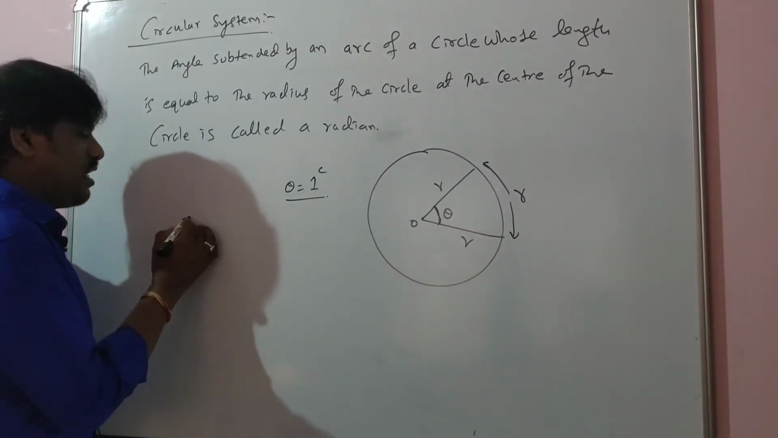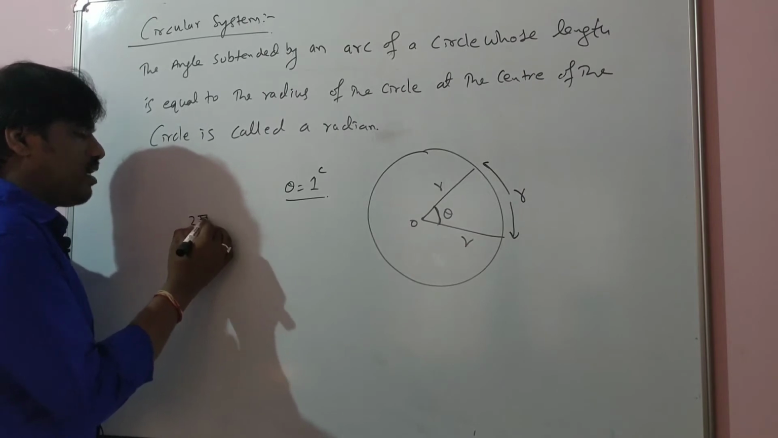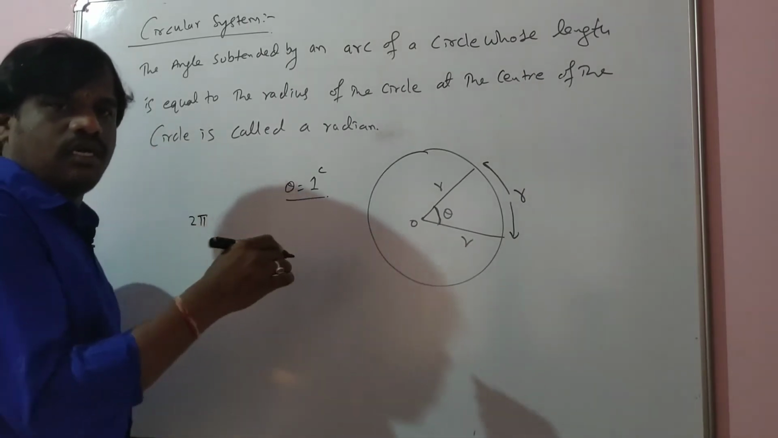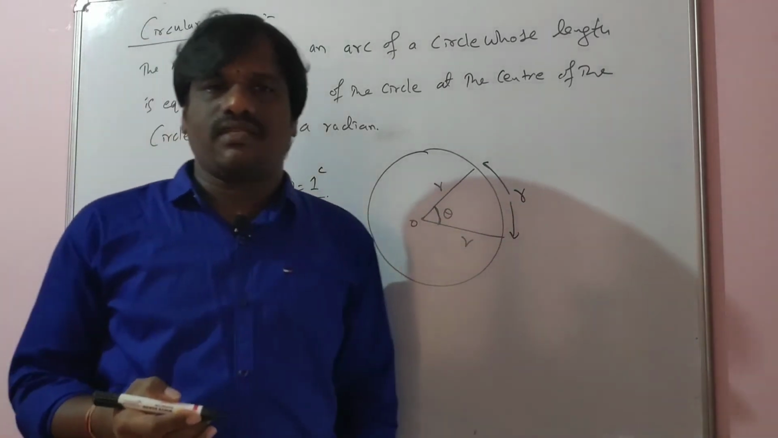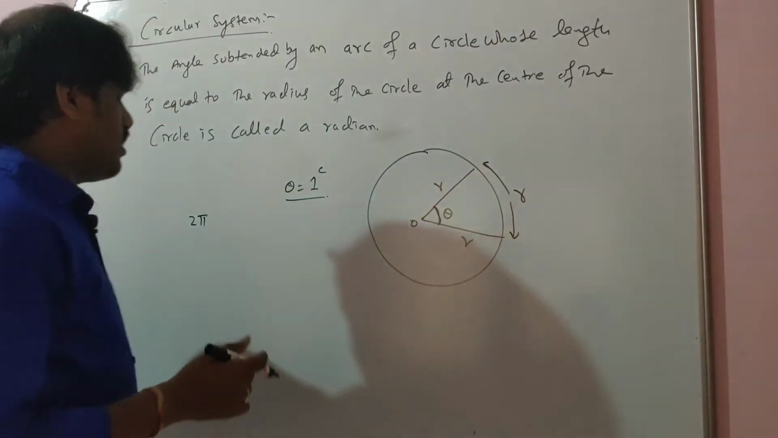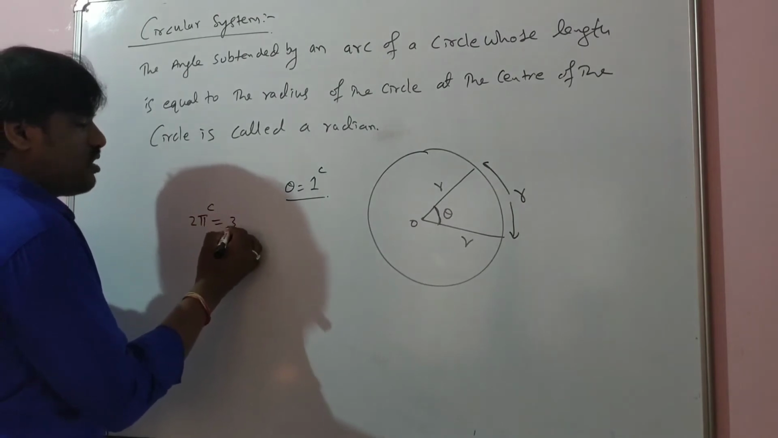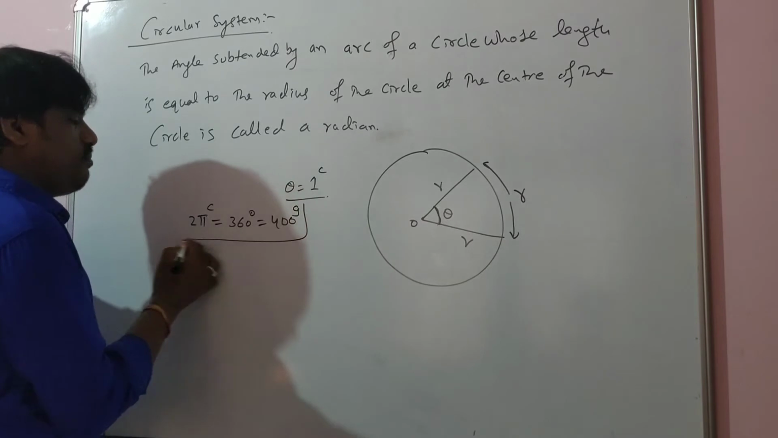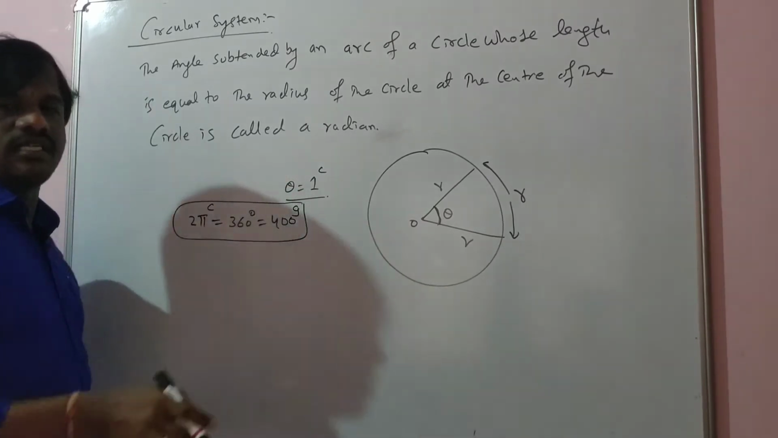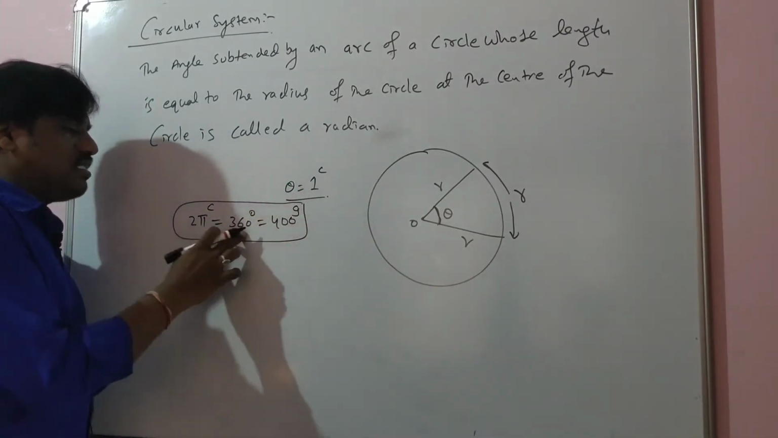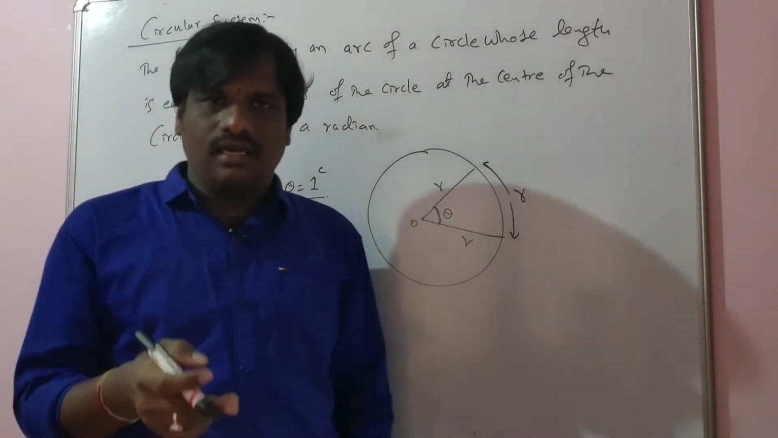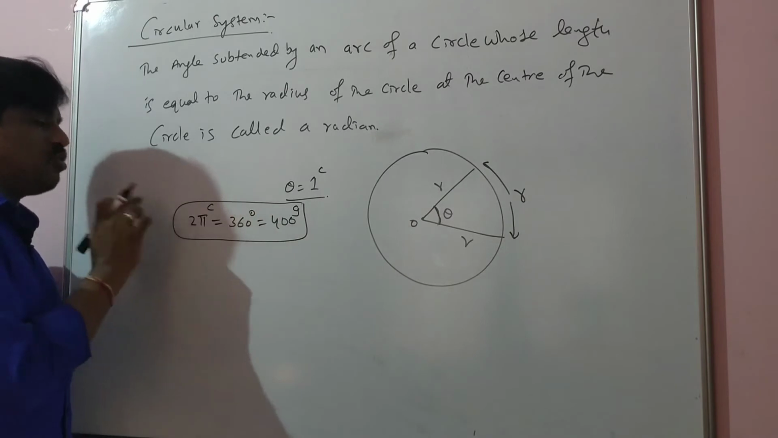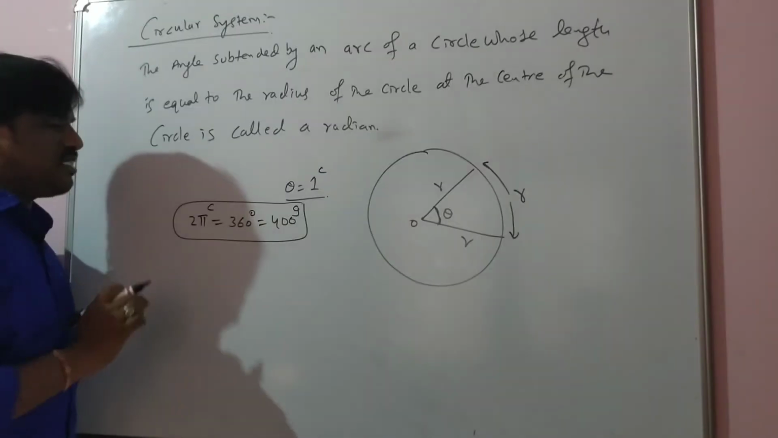So what you understand is that 2 pi r is the circumference of the circle, that is 1 revolution. That is, 2 pi radians is equal to 360 degrees is equal to 400 grades. This is the relationship between the 3 systems. One circle is divided into 360 degrees, or 400 grades, and it is 2 pi radians. So 2 pi radians is equal to 360 degrees.